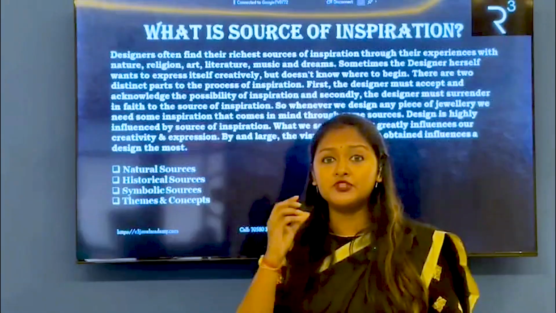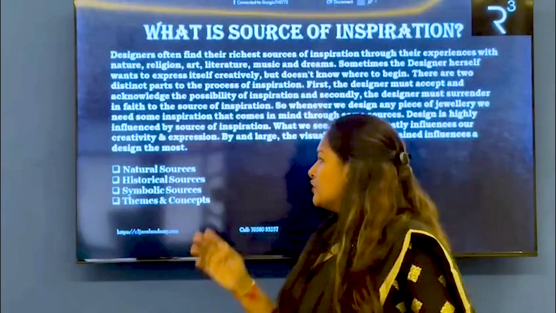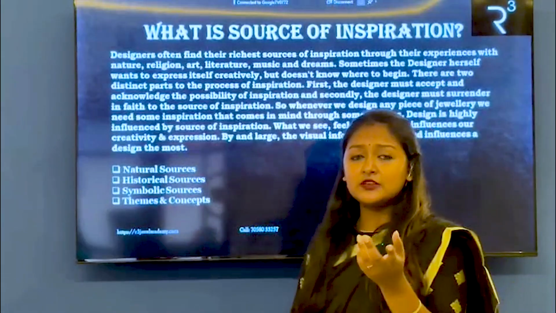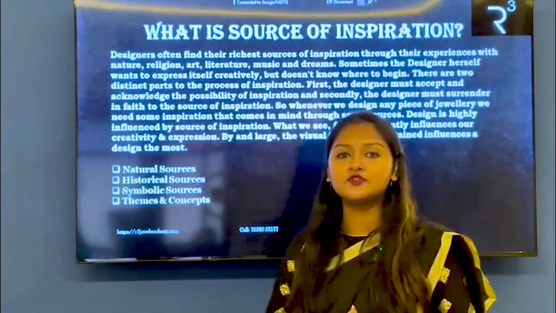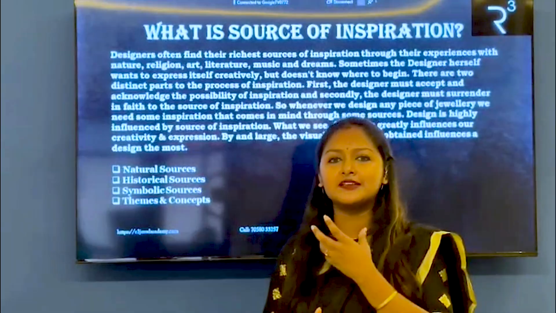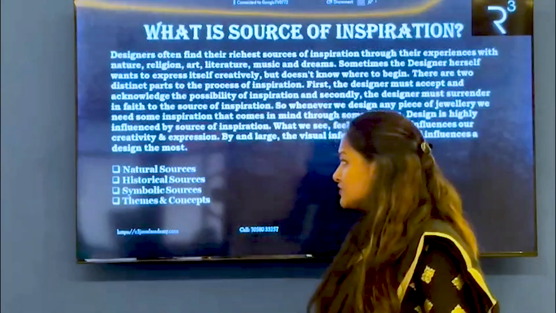That means any concept which has a symbol. So any kind of symbol. For example, we can take the example of a zodiac sign. A pendant contains a zodiac sign. That is a symbolic source.